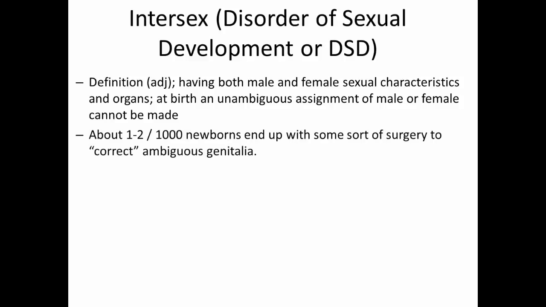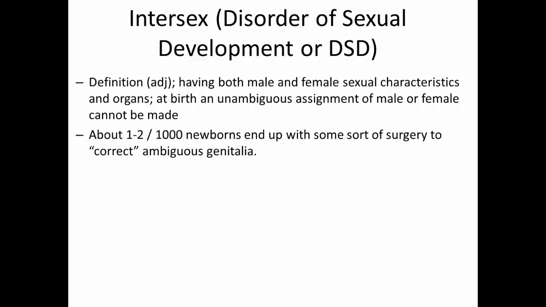And that's the developmental challenge that people have to think about: what happened during development to have a sexual differentiation that's not clearly male or female. Now, about 1 to 2 per thousand newborns end up with some sort of surgery to correct ambiguous genitalia. And I say correct because their genitalia is essentially what it is. I mean, it's not wrong. It's just that's the output from their genetic and hormonal development.